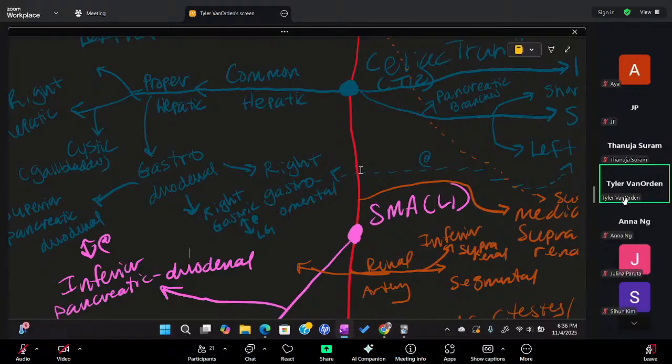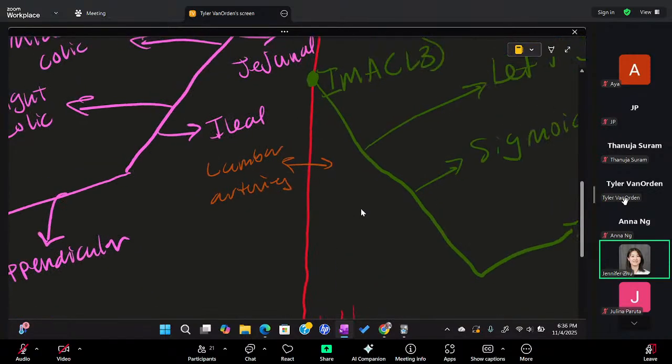Any other questions? Hi, Tyler. Thank you so much for doing this. Sure. I have a quick question regarding the lumbar arteries. Are they the ones that go along the spinal cord? What is their main purpose?